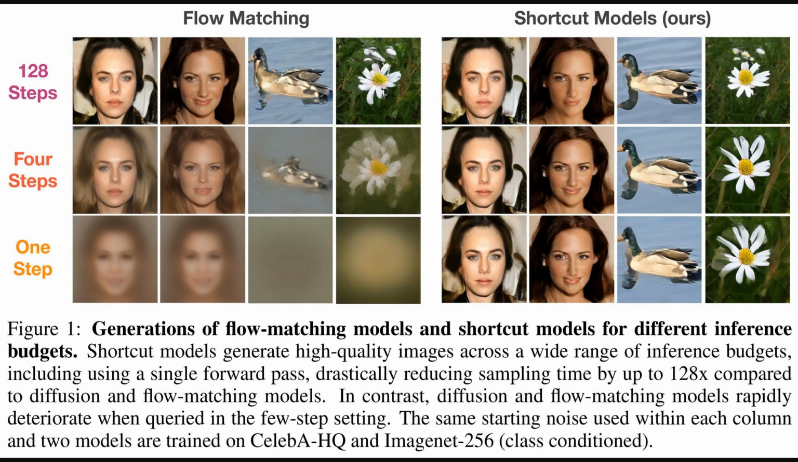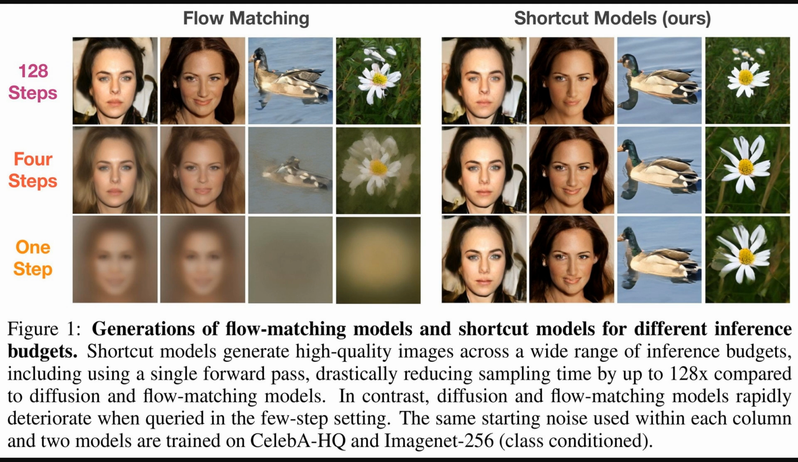Alright, so this first figure really highlights the practical benefit. We're looking at images generated by traditional flow matching models on one side. Remember, these typically need many small steps, and these new shortcut models on the other. The comparison is across various inference budgets. That's essentially the number of computational steps the model is allowed for generation.